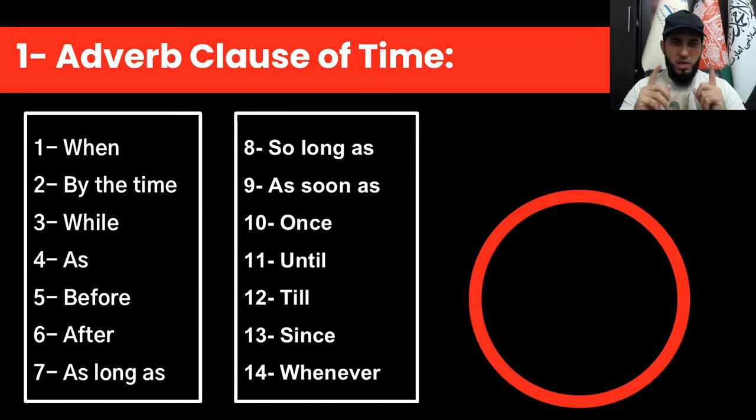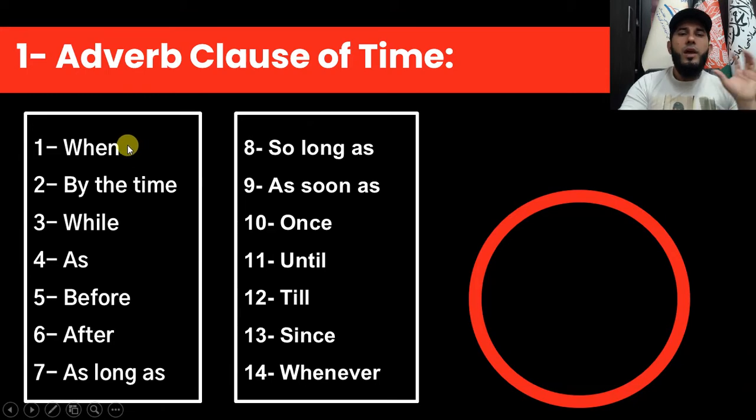But what I'm going to do is show you how to use these conjunctions in adverb clauses of time by giving you one example, and then I'll just explain each word quickly, orally, like what each word means. So first I'm teaching you how to use these conjunctions in complex sentences in your adverb clauses of time. And then I explain these words quickly, and then I move to the next type of adverb clause. So you see: when, by the time, while, as, before, after, as long as, so long as, as soon as, once, until, till, since, and whenever.